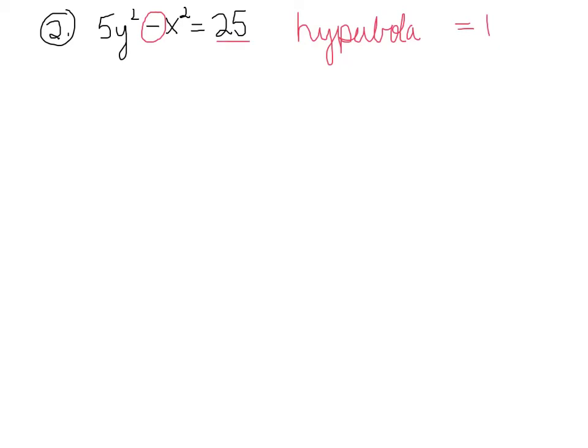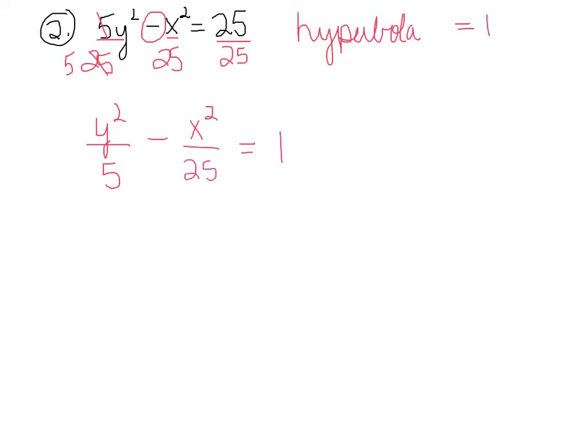Well, the only way I could get it equal to 1 is to divide everything by 25. So I'm going to divide everything by 25. Now, what you'll hopefully realize is that the 5 can get canceled with the 25 here and make that 5. So this is going to simplify to be y squared over 5 minus x squared over 25, because I didn't have anything that would cancel there, and now it's equal to 1. So this one was real easy.